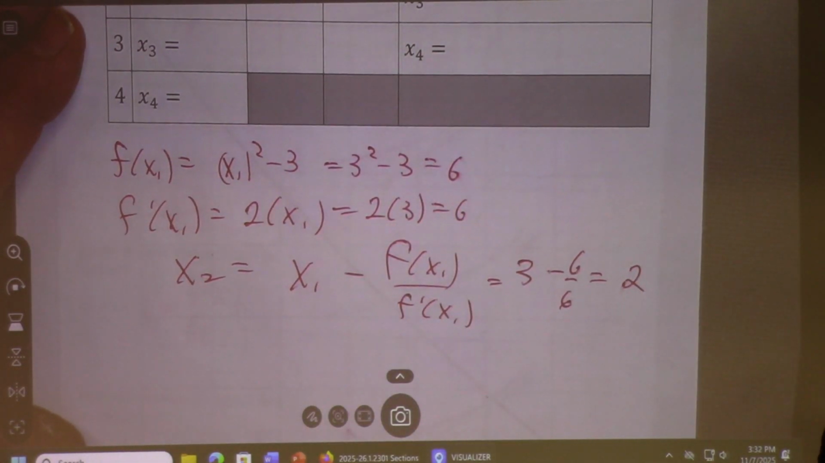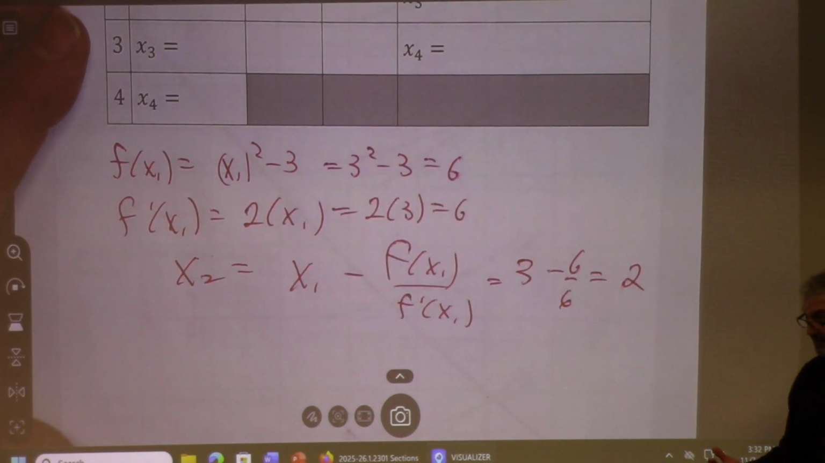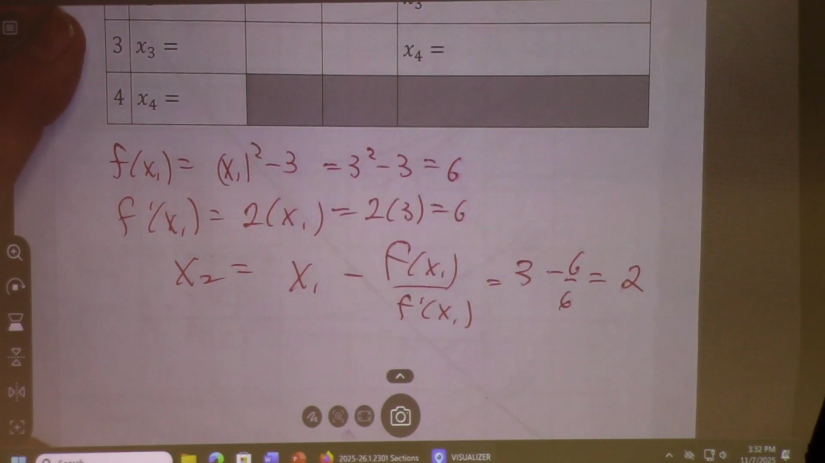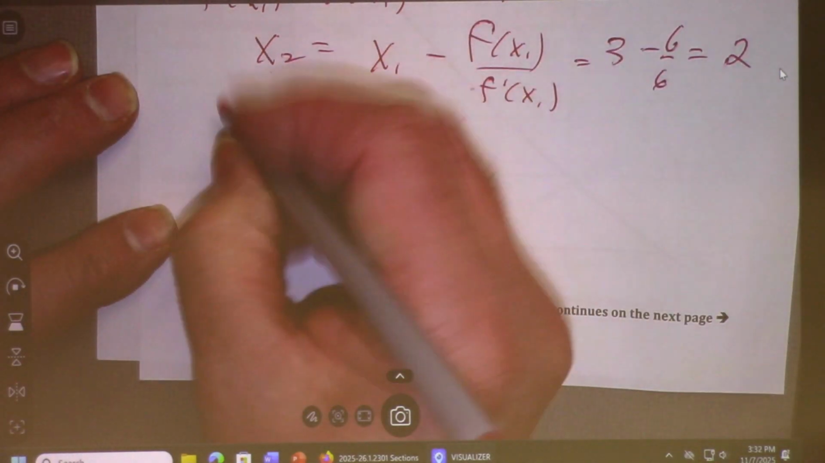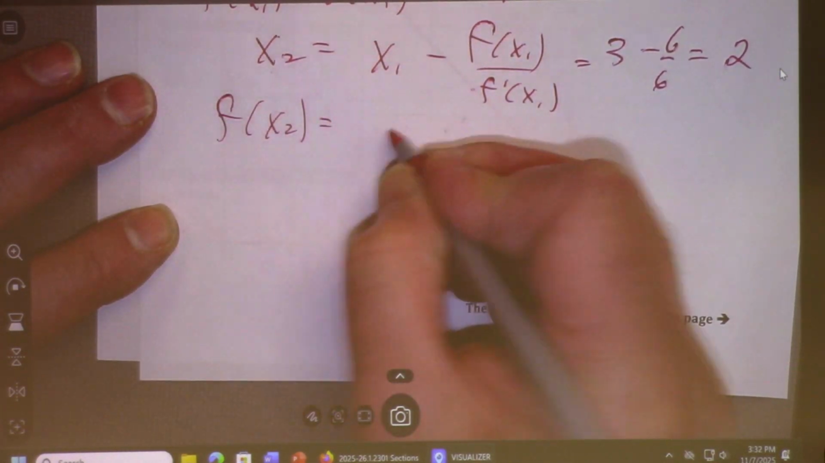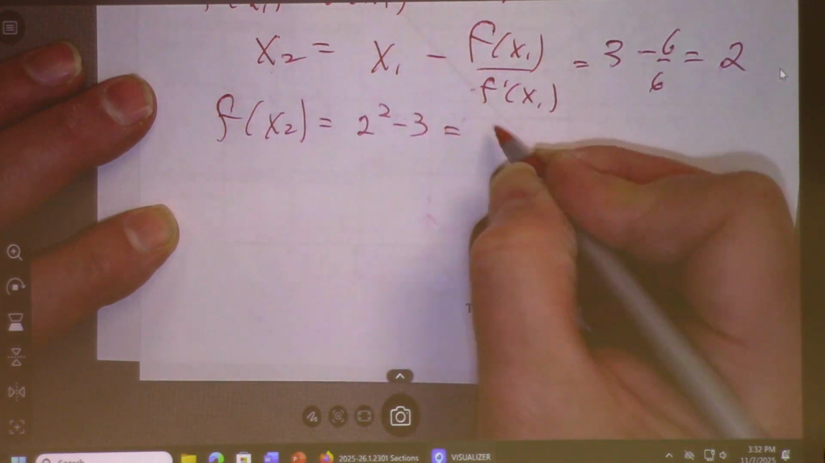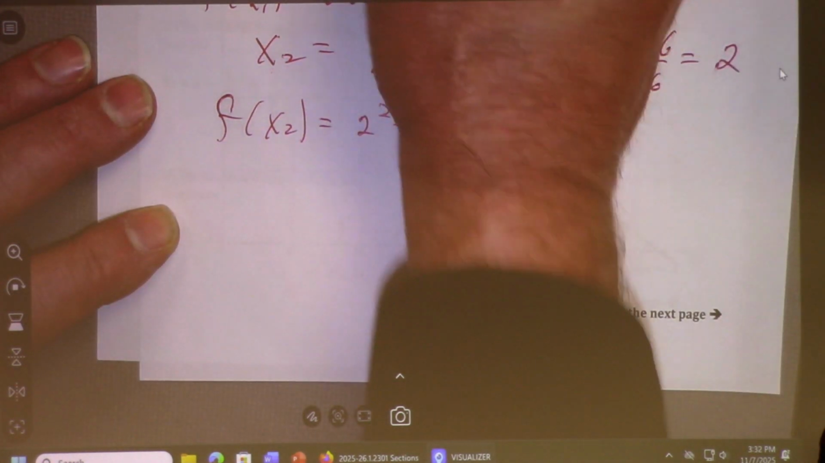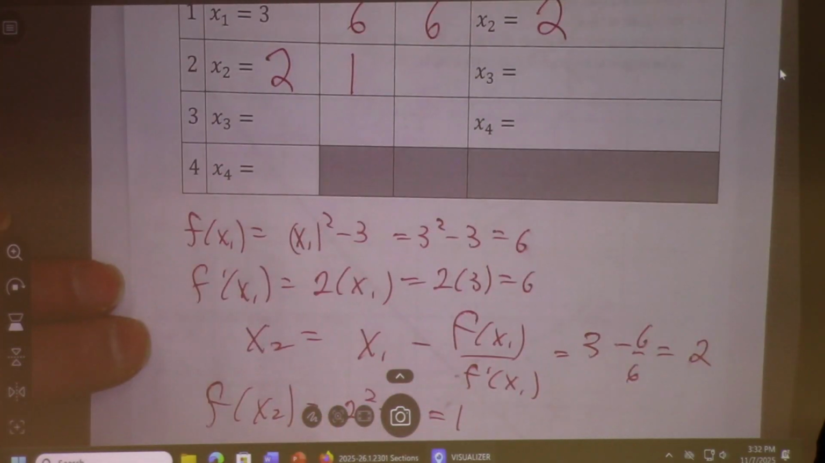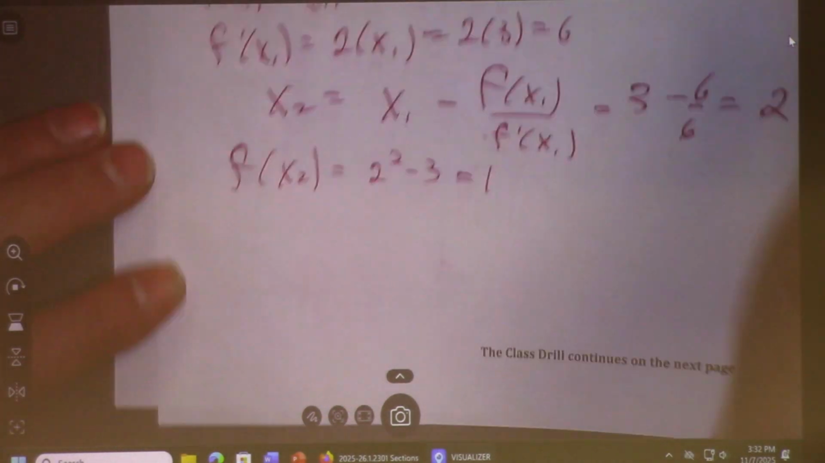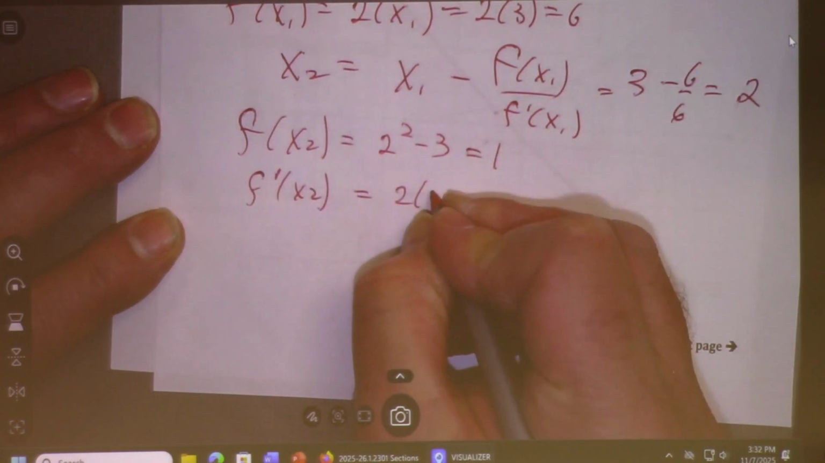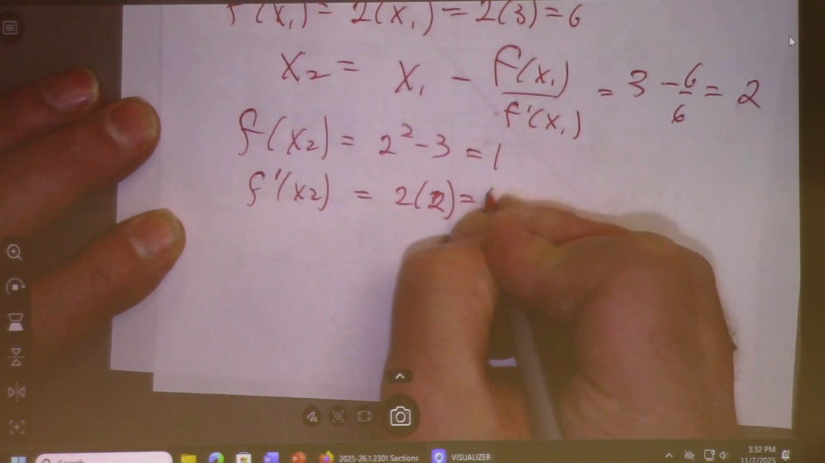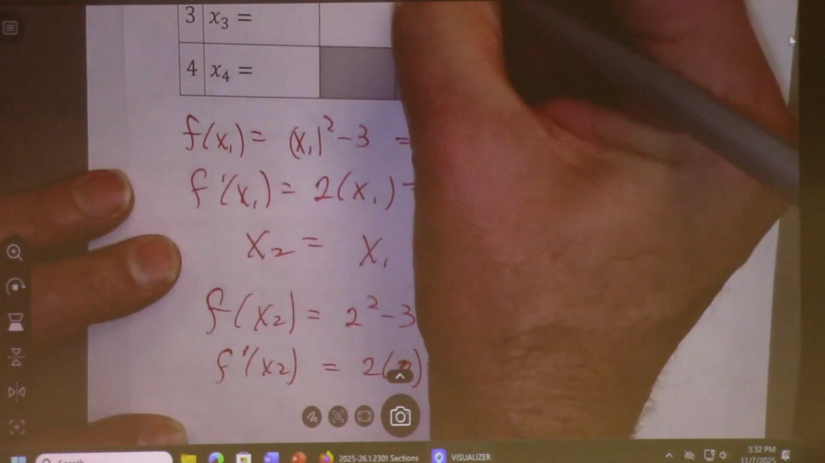So we've got our second guess. We guessed x equals 3. That's not a root. So our next guess is going to be the number 2. So the number 2 goes here, and we start the process all over again. So f at x2 is going to be 2 squared minus 3, so that's going to be the number 1. So a 1 goes there. Okay, f prime at x2 is going to be 2 times the number 2, so that's going to be the number 4. So that goes here.